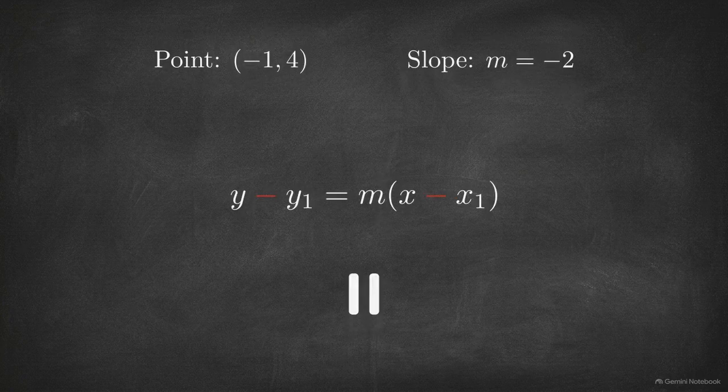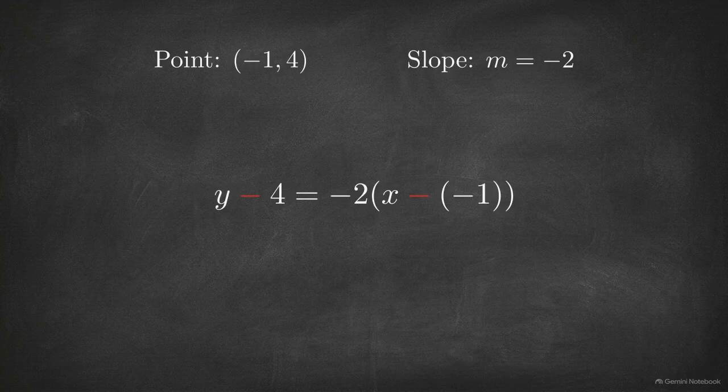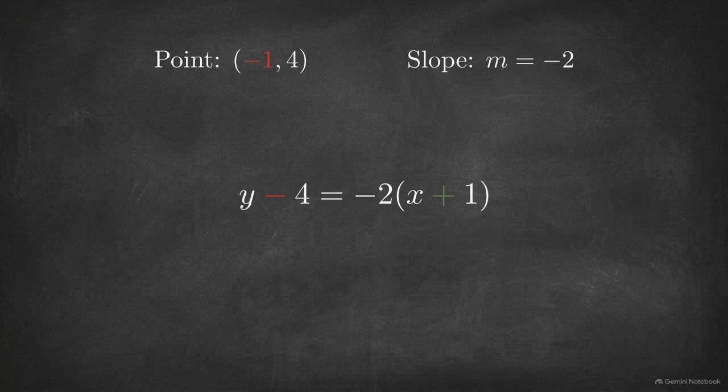Now it's your turn. Pause the video and carefully write the equation for this problem. Press play when you are finished. Here is the correct answer. Because the x-coordinate was -1, the right side of the equation transforms into x plus 1.